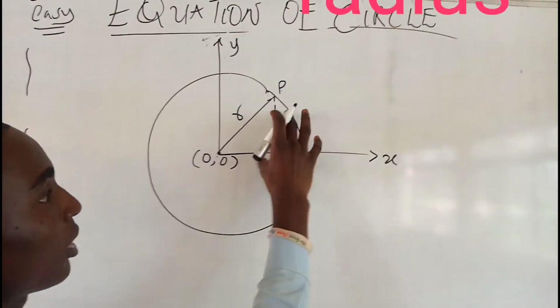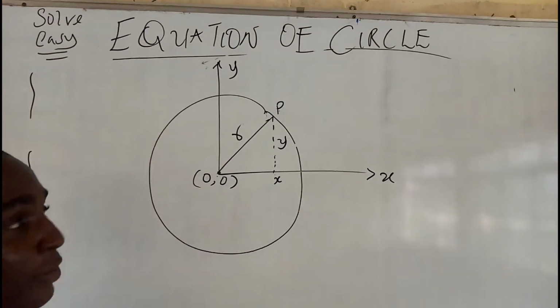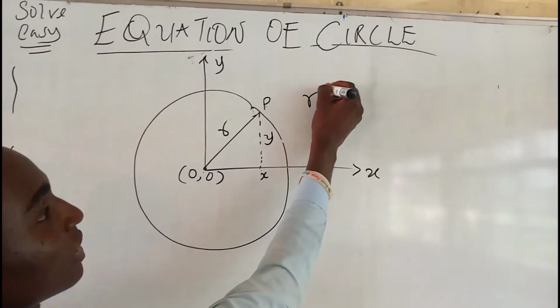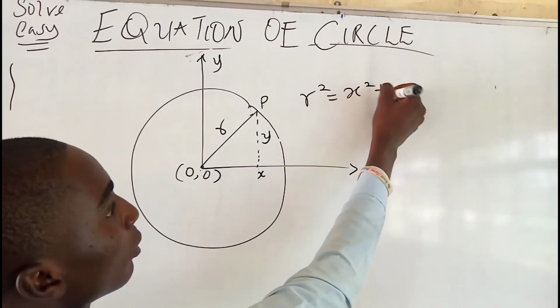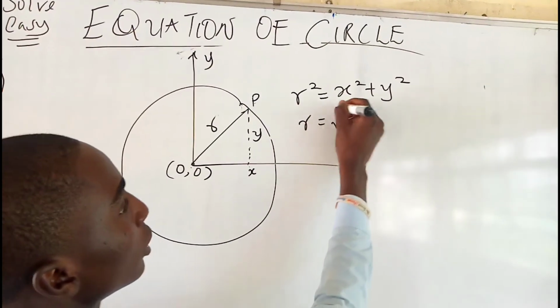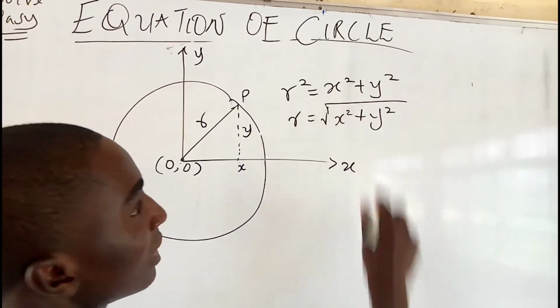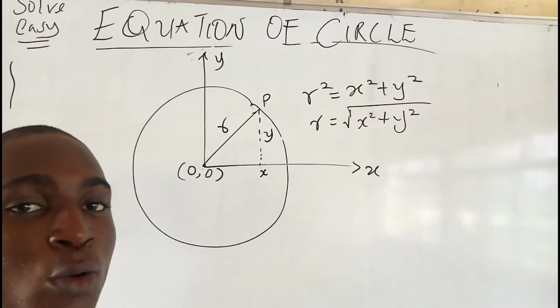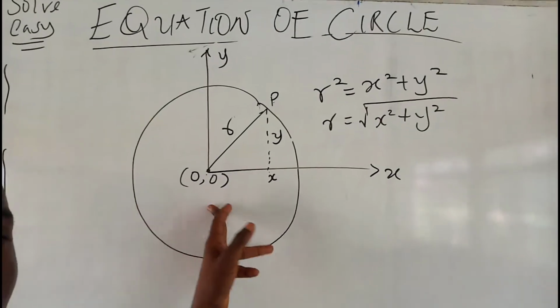Now, to get our x and y relationship with these two, we need to use our Pythagoras theorem, which is r squared is equal to x squared plus y squared, and our r is equal to the root of x squared plus y squared. Now, this is the equation of a circle from origin 0, 0.